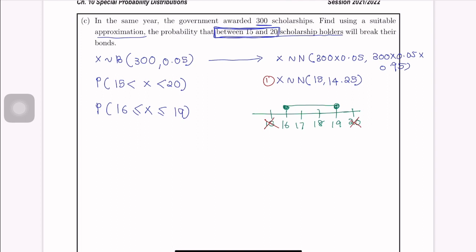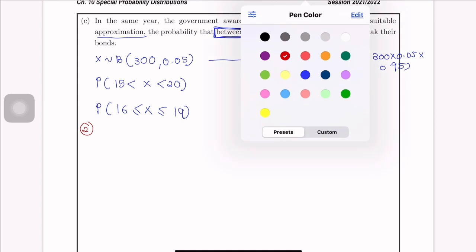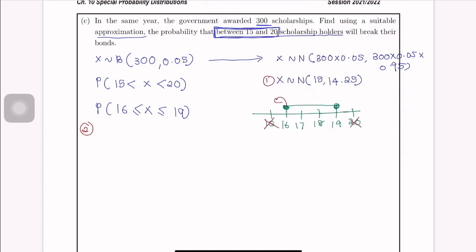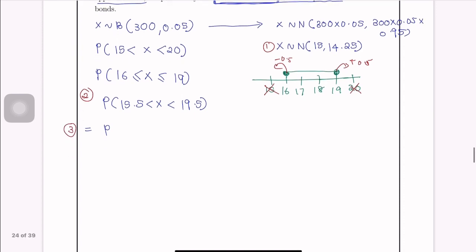Then the second step, use CC. If you want to do CC, again remember outside the line, so minus 0.5 here and plus 0.5 here. So when we do CC, we get X between 15.5 and 19.5. Then we standardize it, change it to Z, the third step.